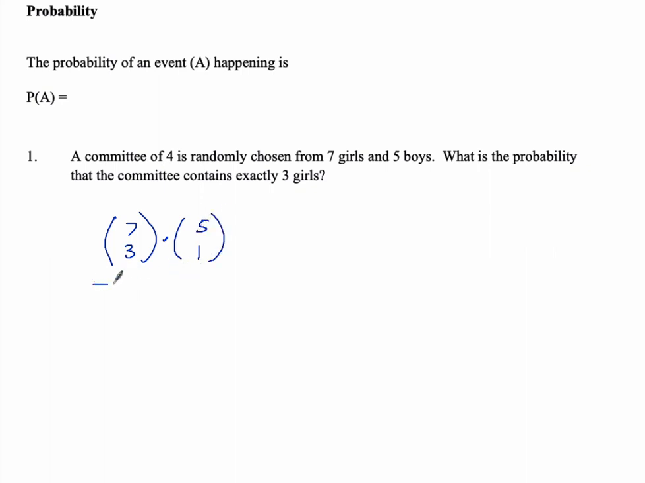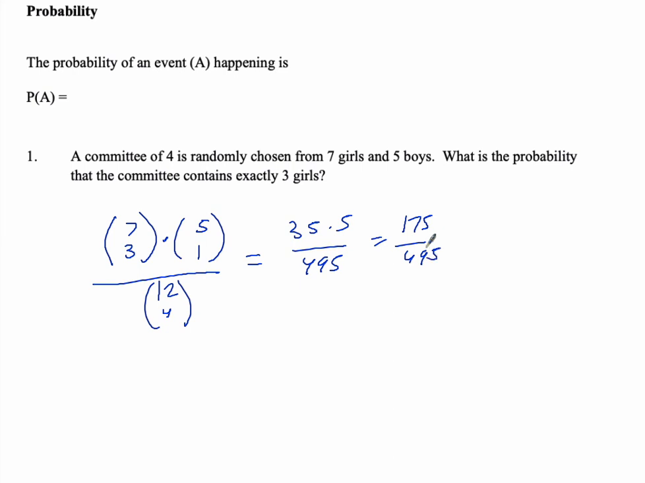And it's a probability question, so the denominator is the total number of ways, which is 12 choose 4. So that gives you 35 times 5 over 495. Or you can just type this exactly into your calculator and get the answer. This is the answer as a fraction, which is about 35.4%.